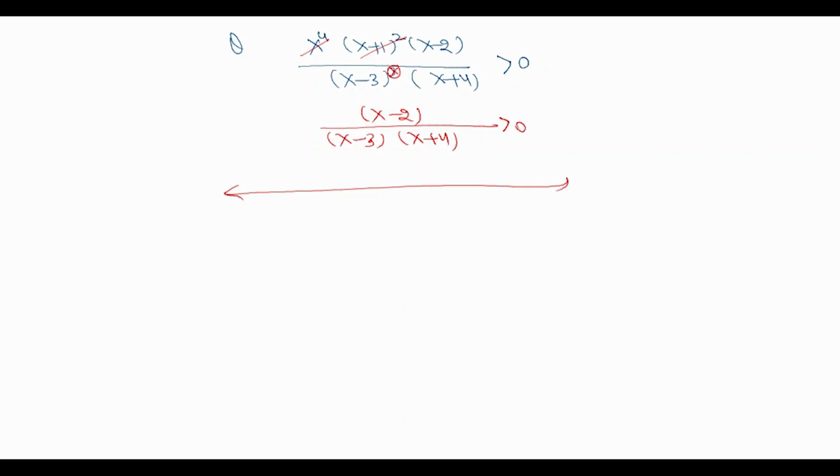So the roots are minus 4, 2, and 3. So now this coefficient is positive. So positive, positive. So rightmost will be plus, minus, plus, and minus. So what do I need? I need plus. So I need this interval. So from minus 4 to 2, and then from 3 to infinity.